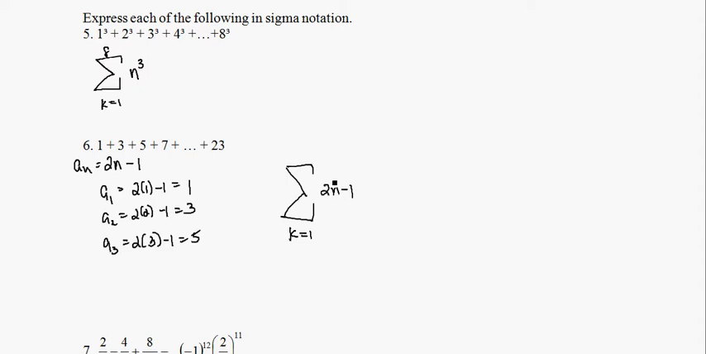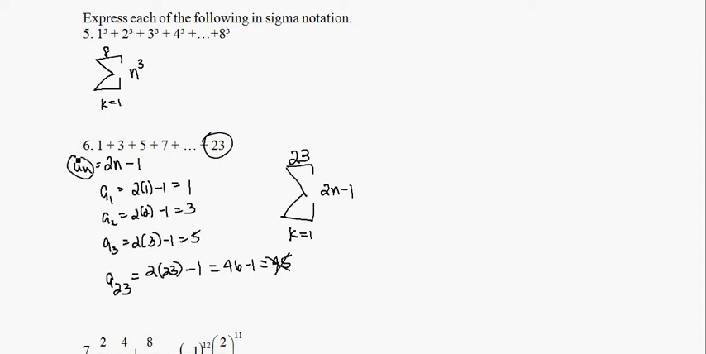That is my expression. You would think that 23 would go up here. However, it does not, because a of 23 would be 2 times 23 minus 1. So this is 46, minus 1, which is 45. Wrong. Our last term is 23.